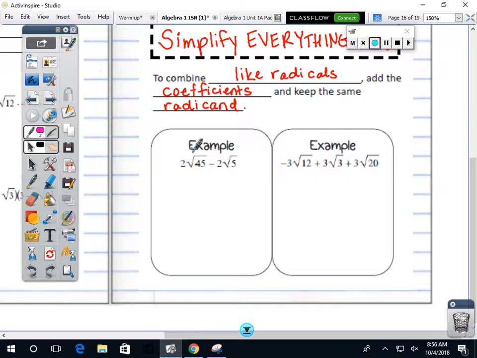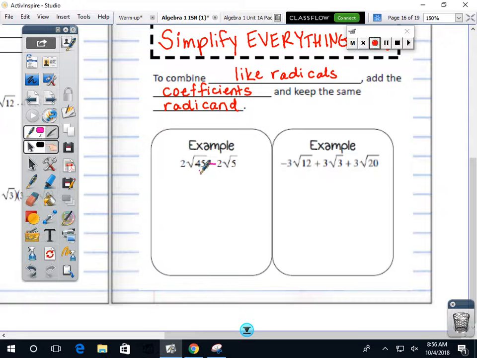So they have the same index. They both have a little understood 2 up here. And they don't have the same radicand. This one has a radicand of 45. This one has a radicand of 5. So currently, we're not able to subtract them because they don't have matching radicands. That's why you simplify everything first.